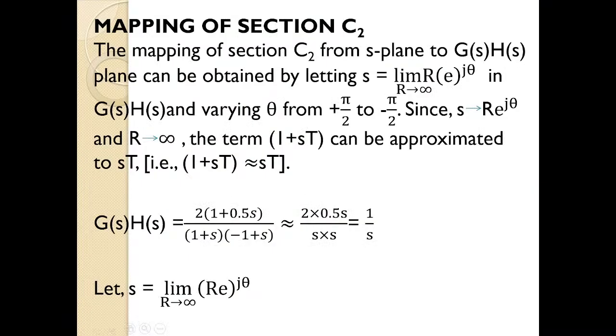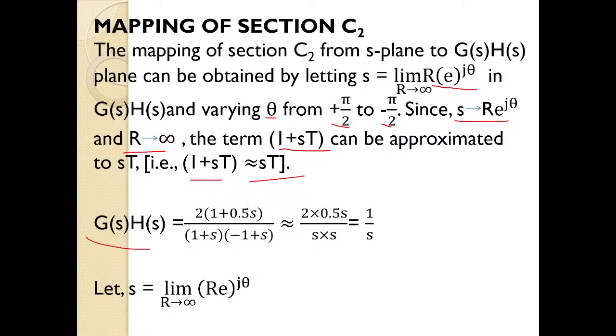Now here S is equal to limit R tends to infinity, R e to the power j theta, where theta varies from plus pi by 2 to minus pi by 2. As R is tending to infinity, S will be very, very high. So 1 plus ST, you can replace it by ST.